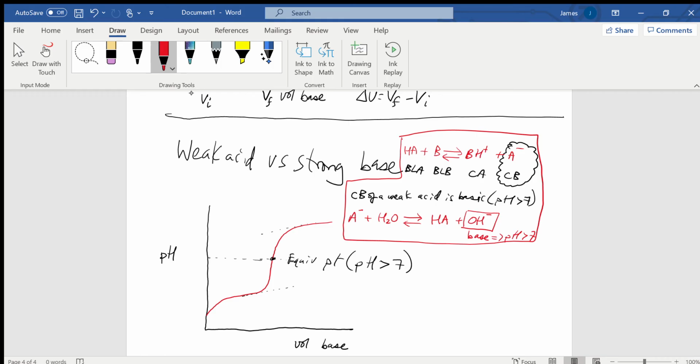So we have here: pH greater than 7 at equivalence point due to in situ generation of OH minus ions. So it's going to be greater than 7. Okay, that's what I want you to know here.